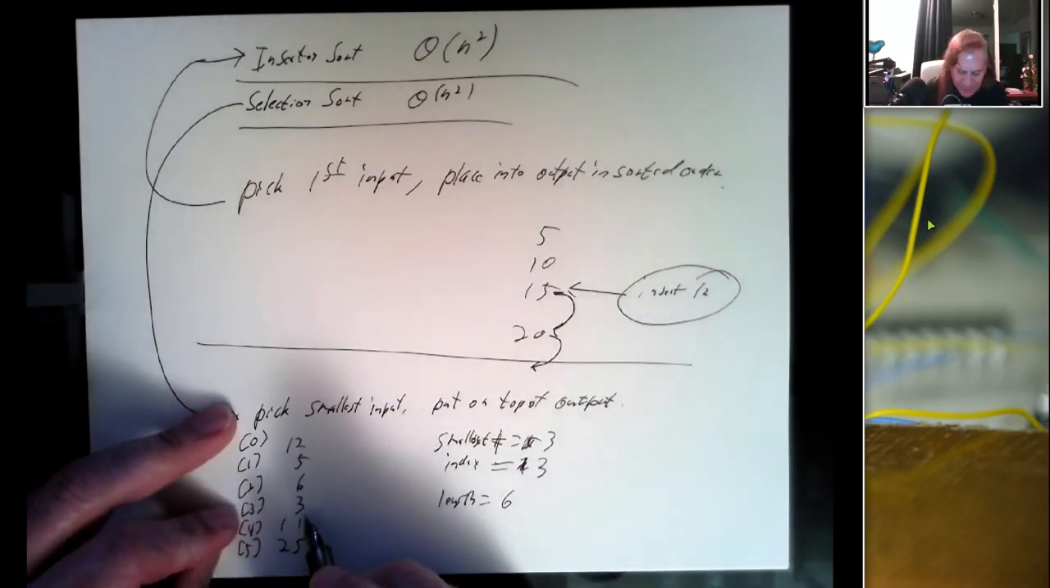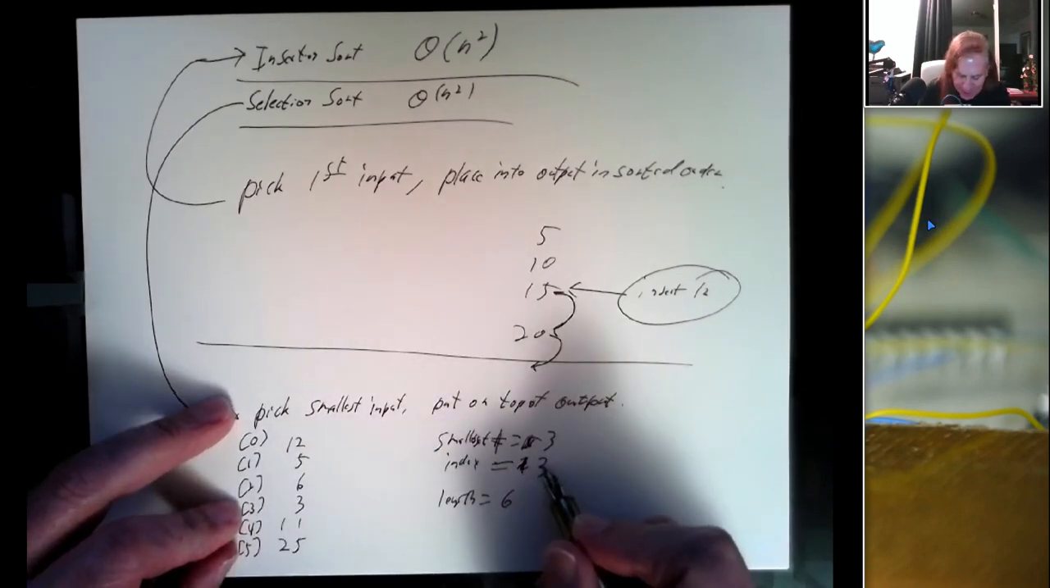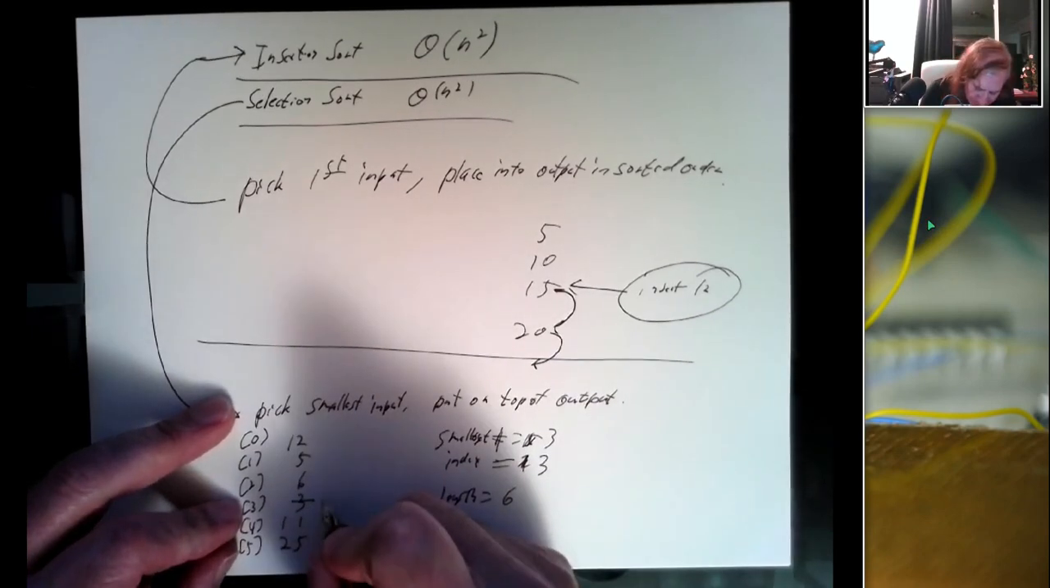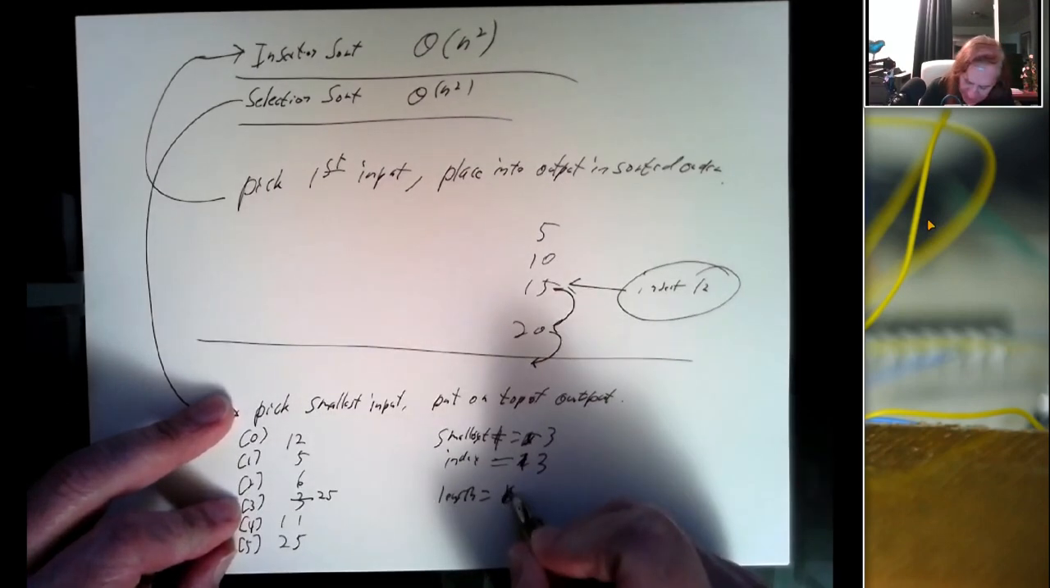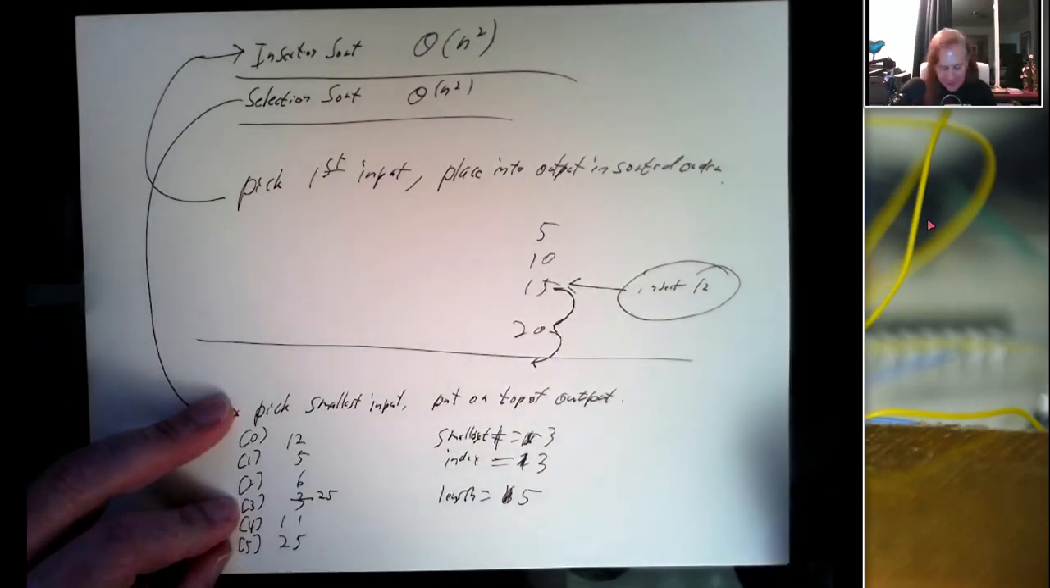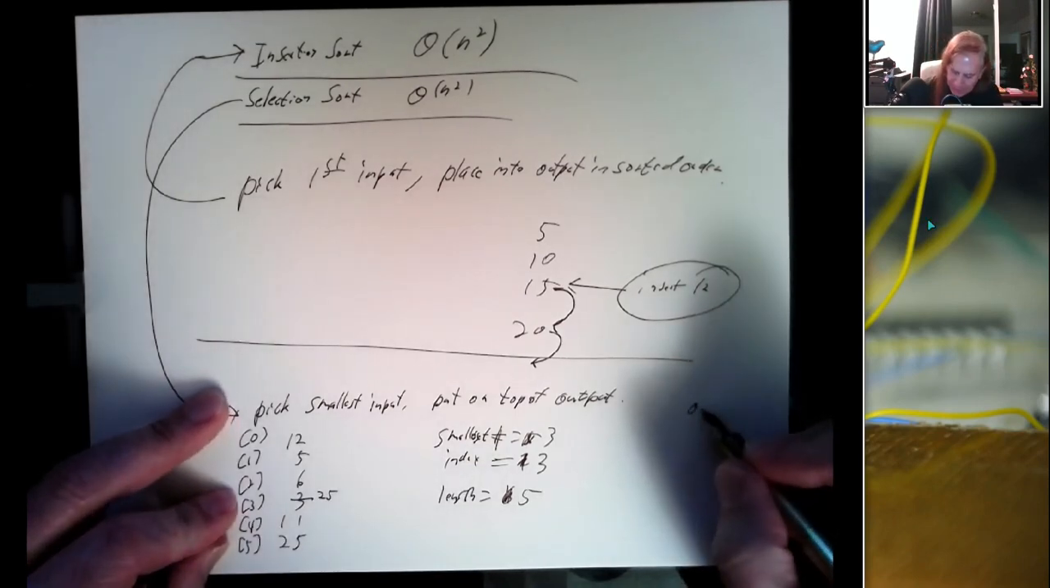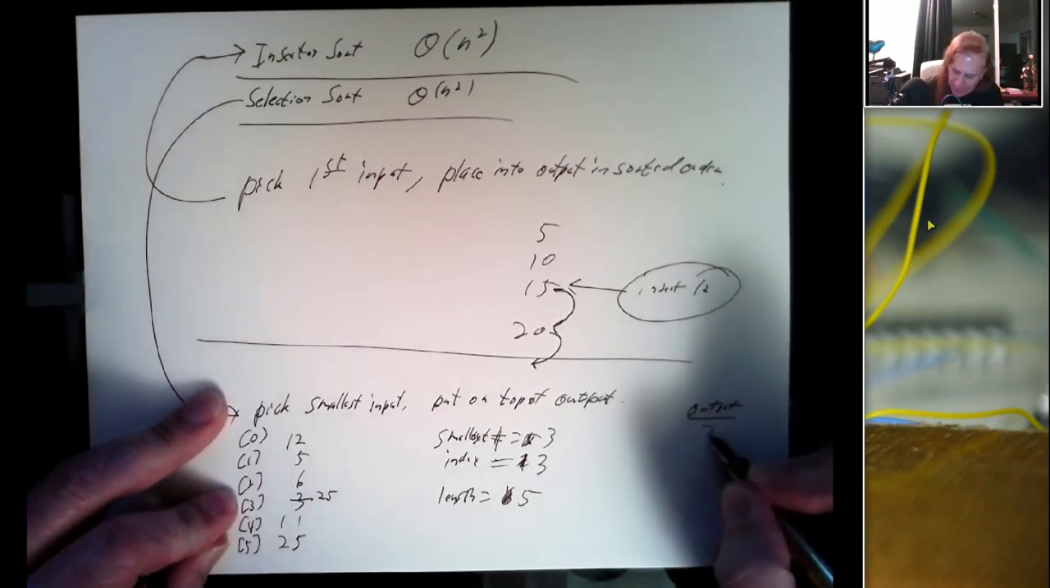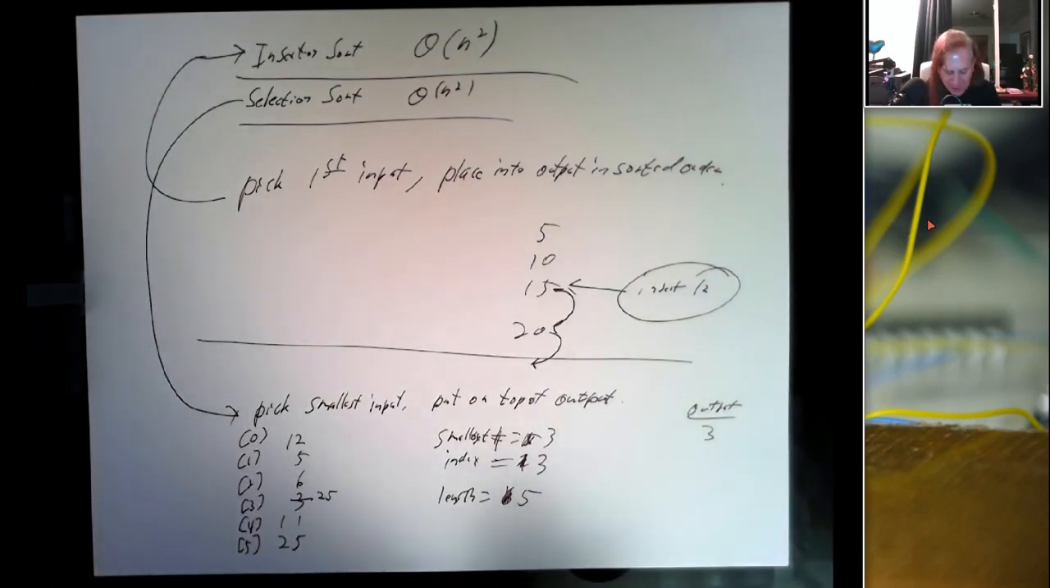But how do we remove this from the input array? Well, it's pretty simple. Just take the last number in the array and copy it to the index of the smallest number. So put our 25 here and change our length to be 1 less. And we've got our 3 in our output array. So now make another pass.